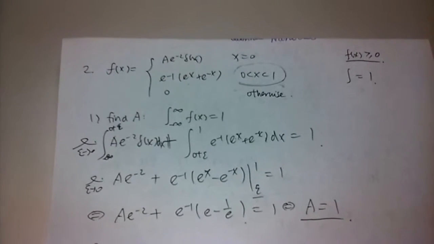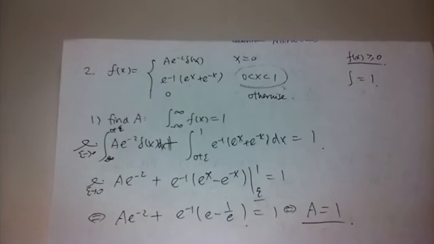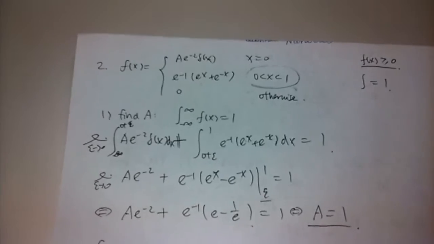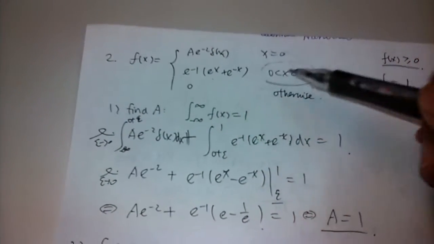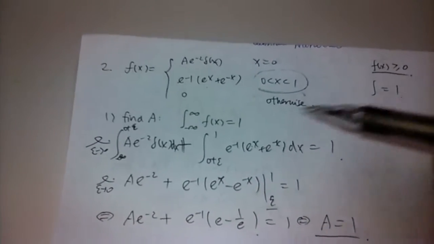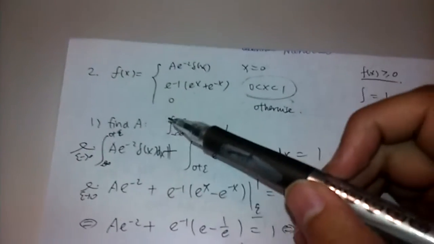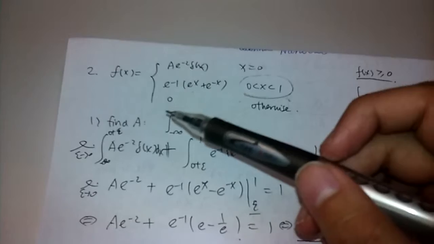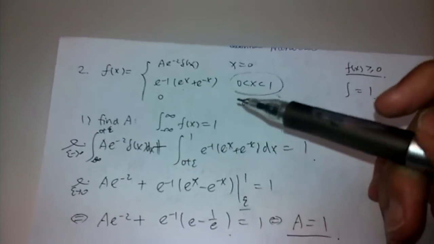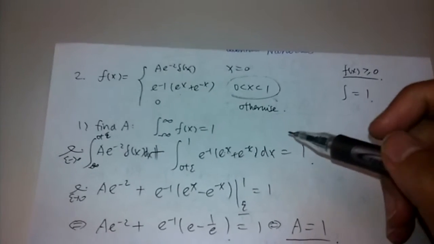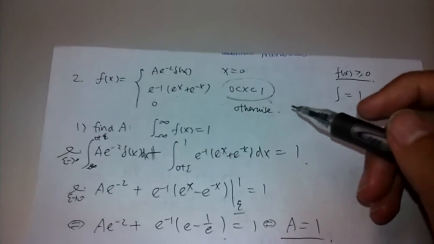Looking at problem number 2, it basically asks us to explore the properties of a density function. The density function here is given like this. So we're looking at the first question. We need to find the a so that the density function is valid. Remember, the density function has several properties.